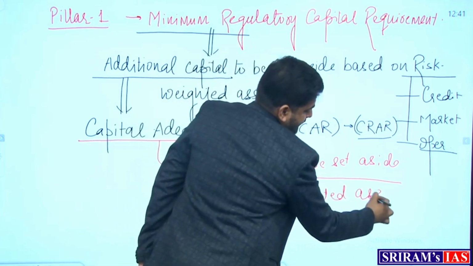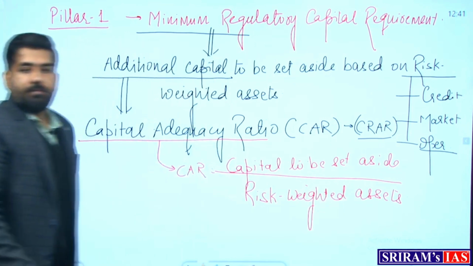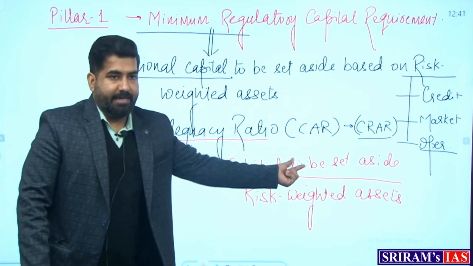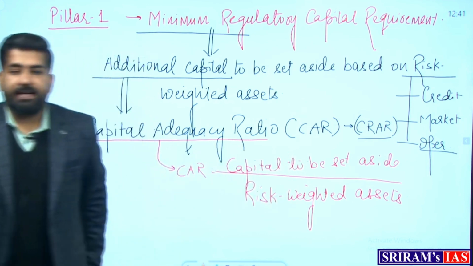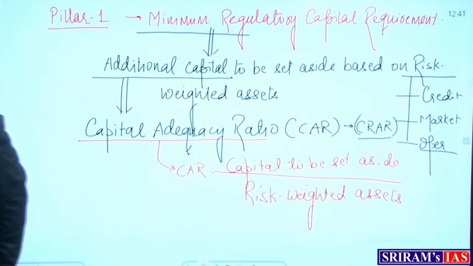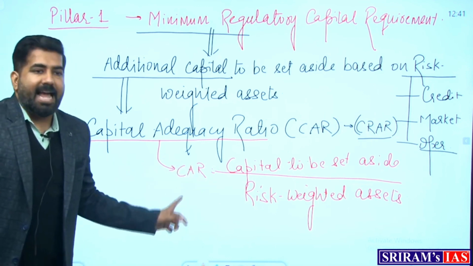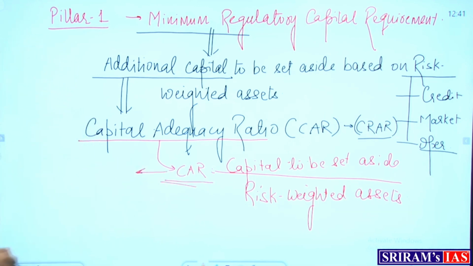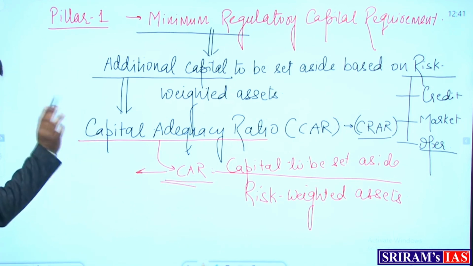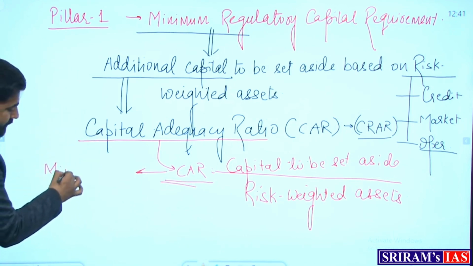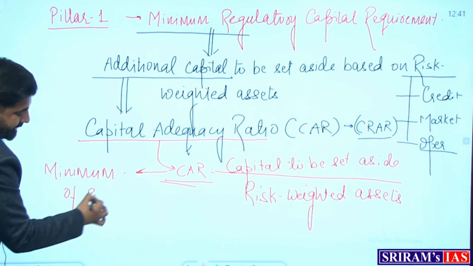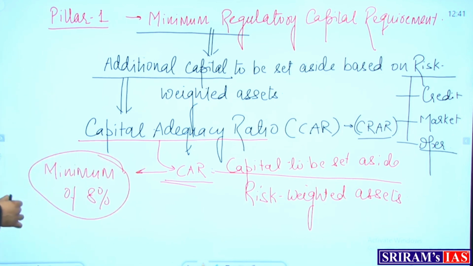Risk weighted assets. Capital adequacy ratio is capital to be set aside divided by risk weighted assets. Now just tell me one thing. As I told you, this is the CAR given by the Basel III norms. Basel III norm says that banks need to maintain a minimum CAR of 8%. Minimum CAR of 8%.